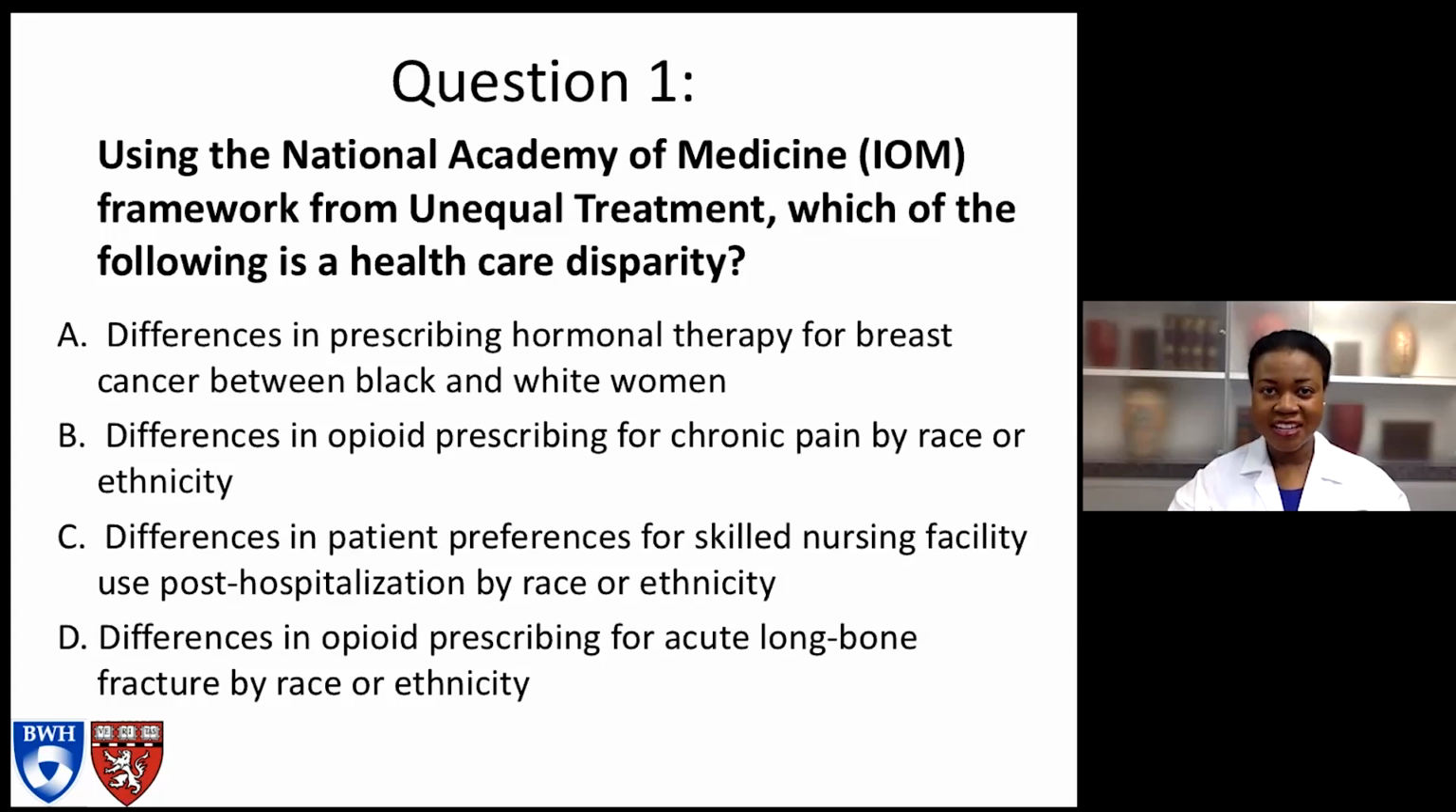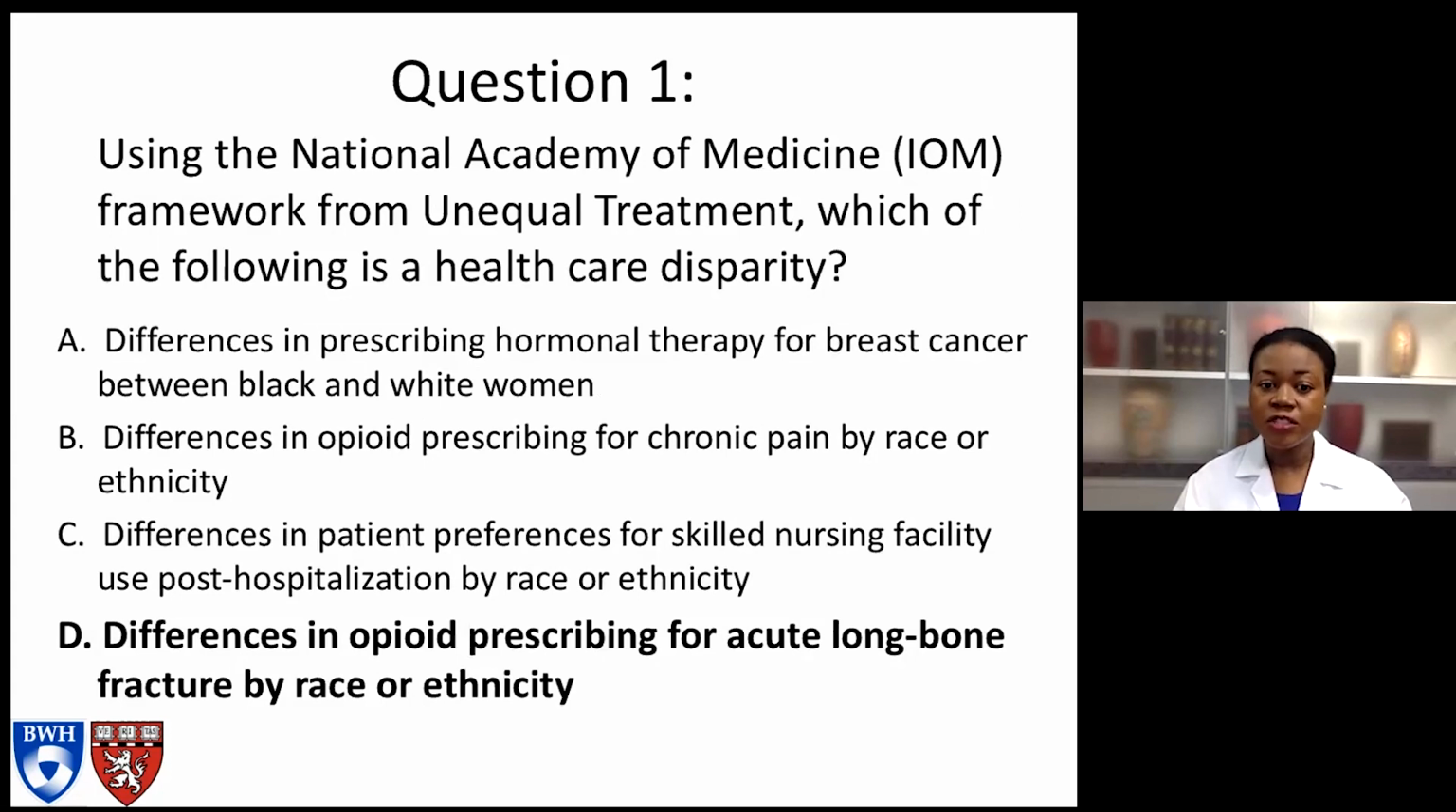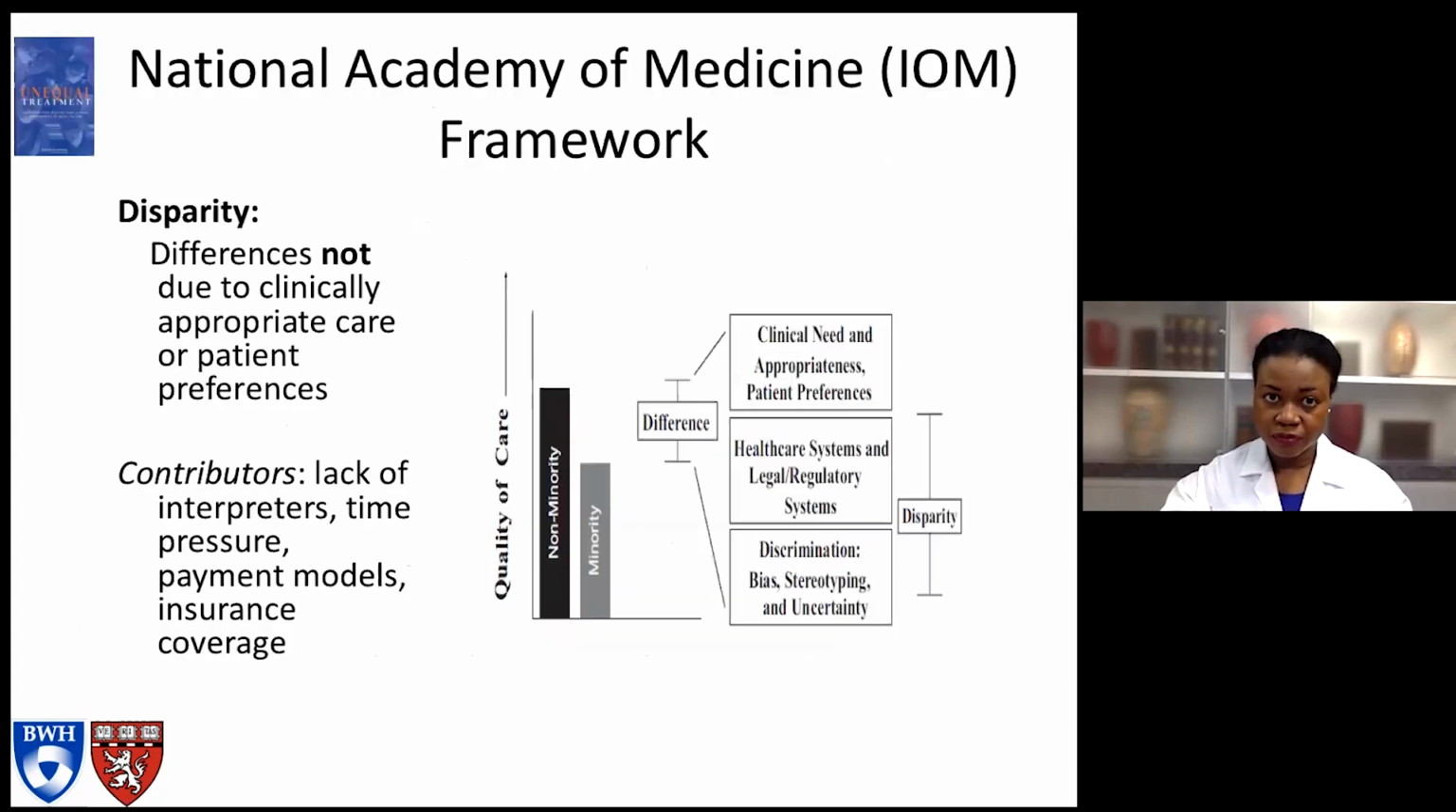Which answer did you select? The choice that I would have you make is D, differences in opioid prescribing for acute long bone fracture by race or ethnicity. And why would that be? Using the National Academy of Medicine framework, a disparity is defined in the following way. A disparity is a difference that is not due to clinically appropriate care or patient preferences.